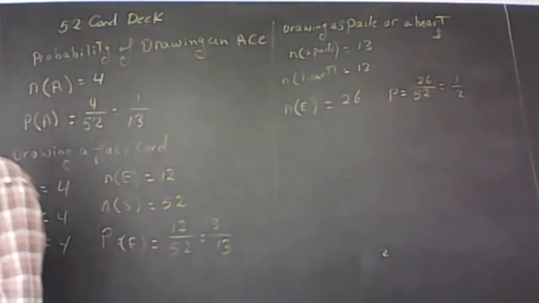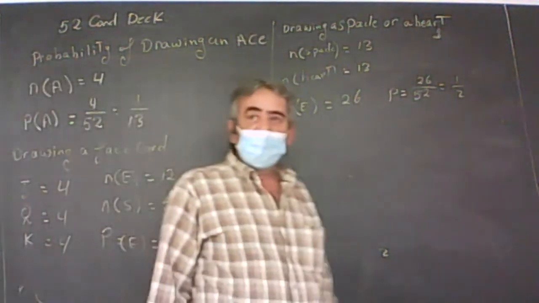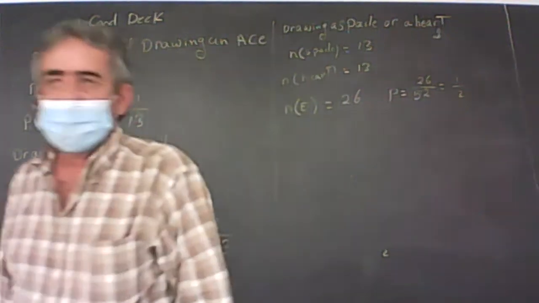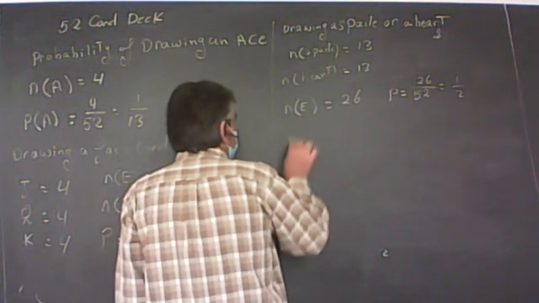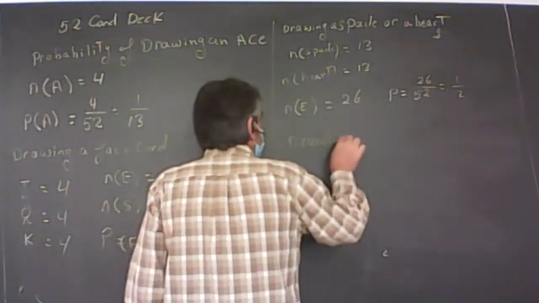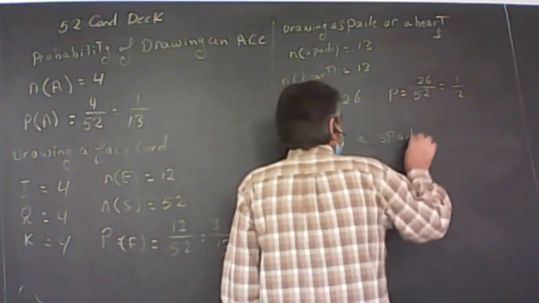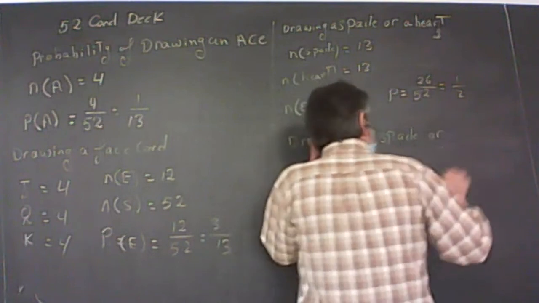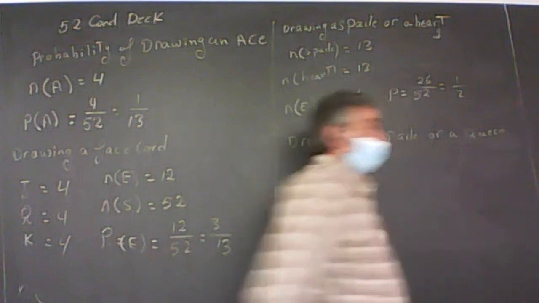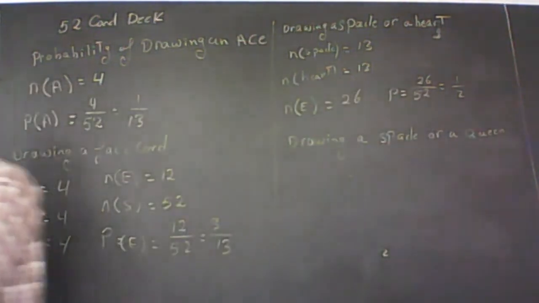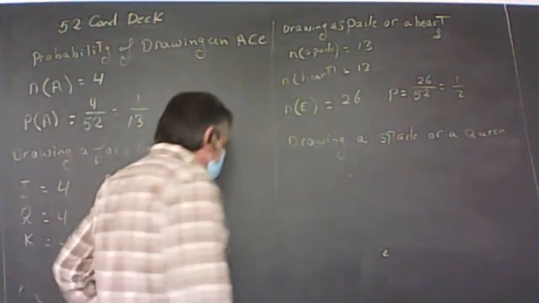Okay? So now I did say those are disjoint sets. Yeah? What if they were not disjoint sets? So for instance, what's the probability of drawing, say, a spade or a queen? So probability of drawing a spade or a queen. So how do I determine that?